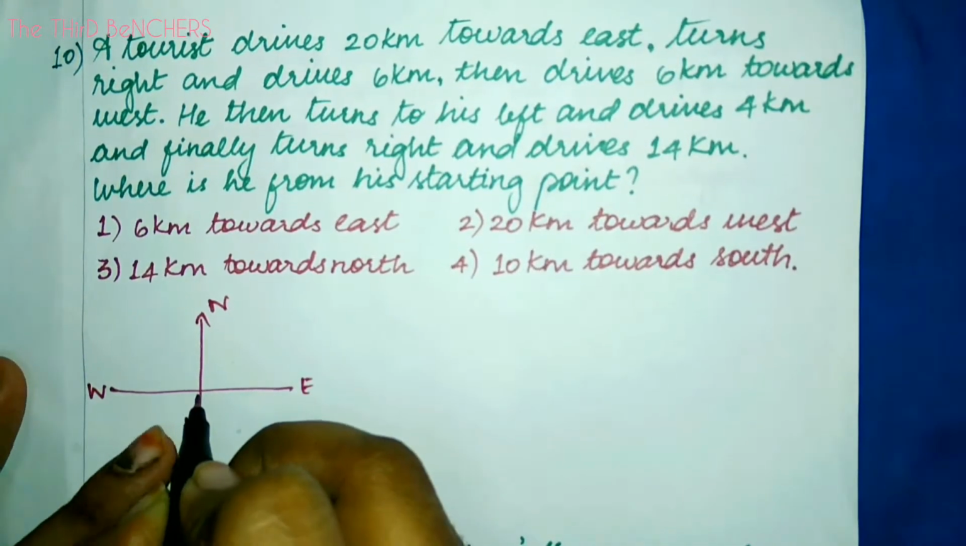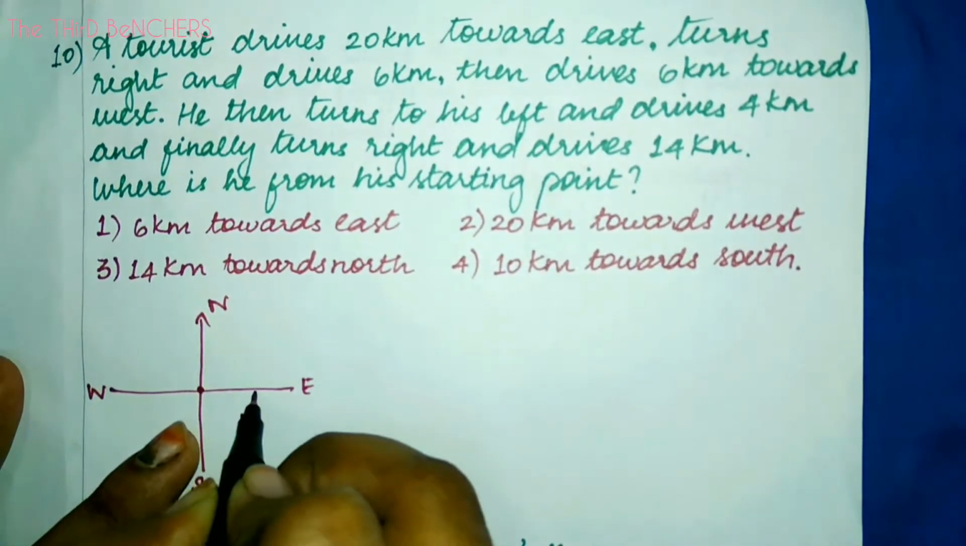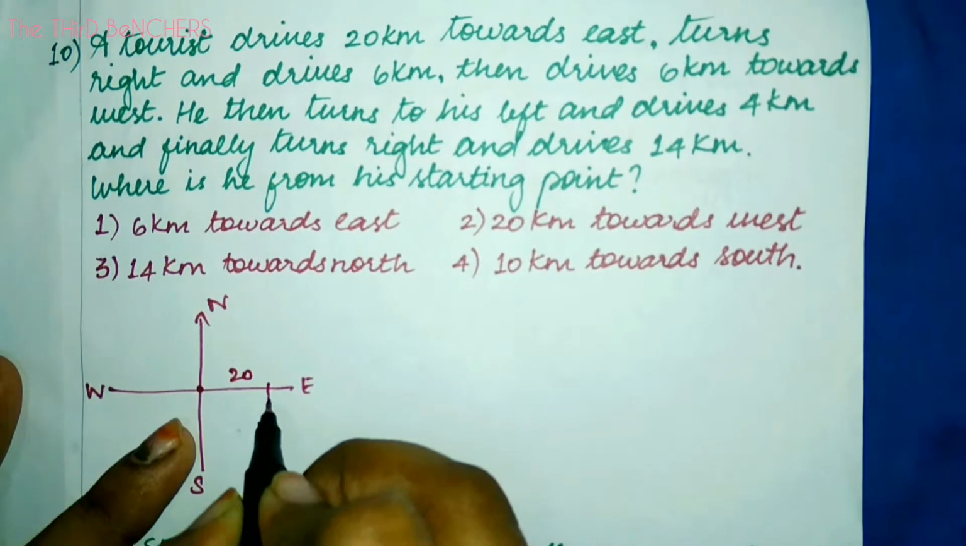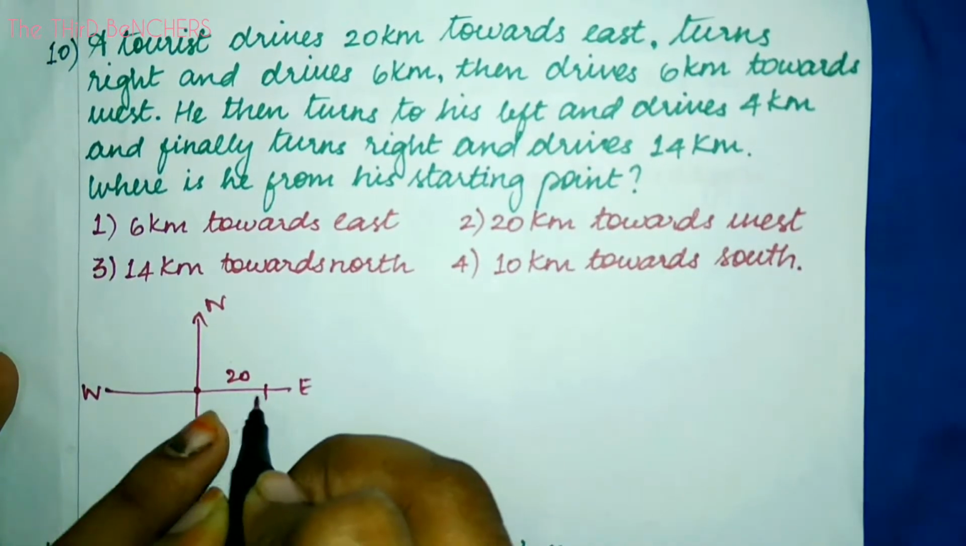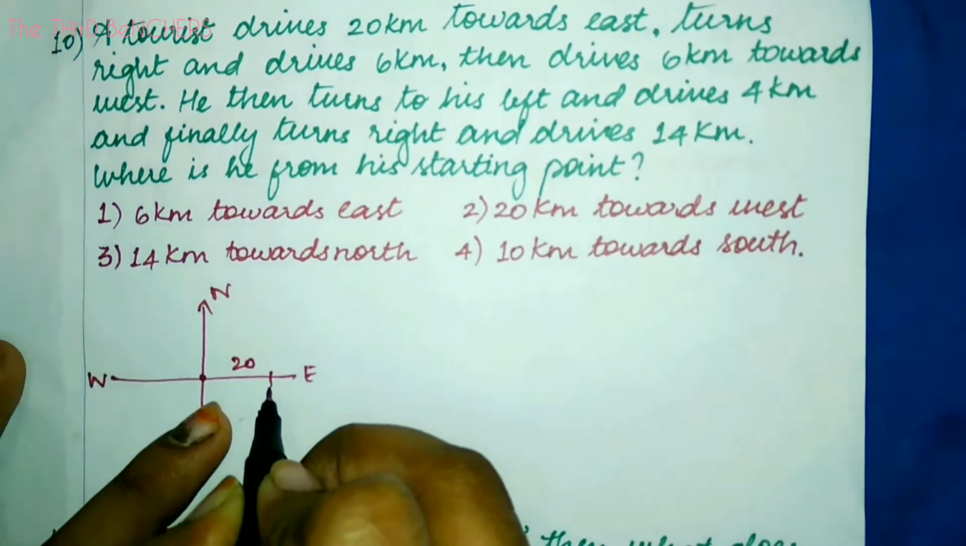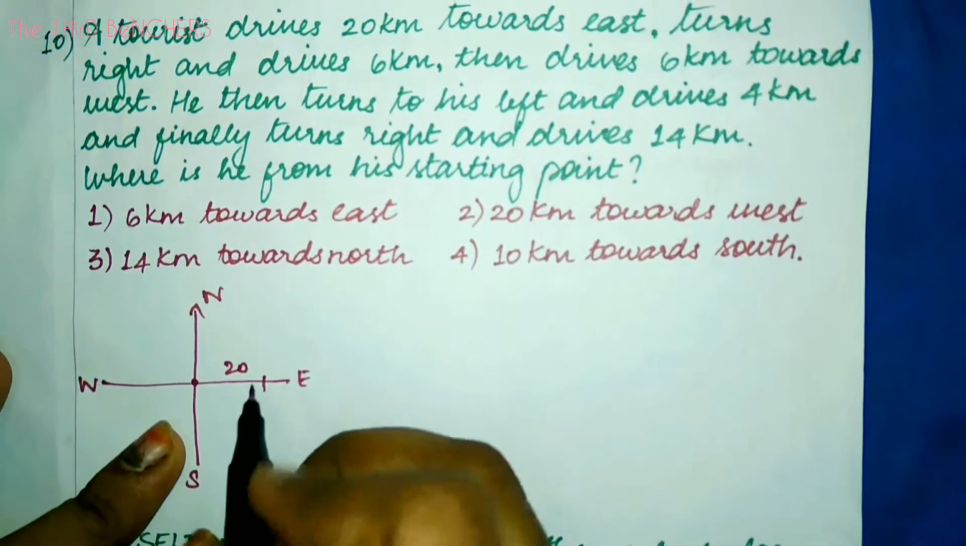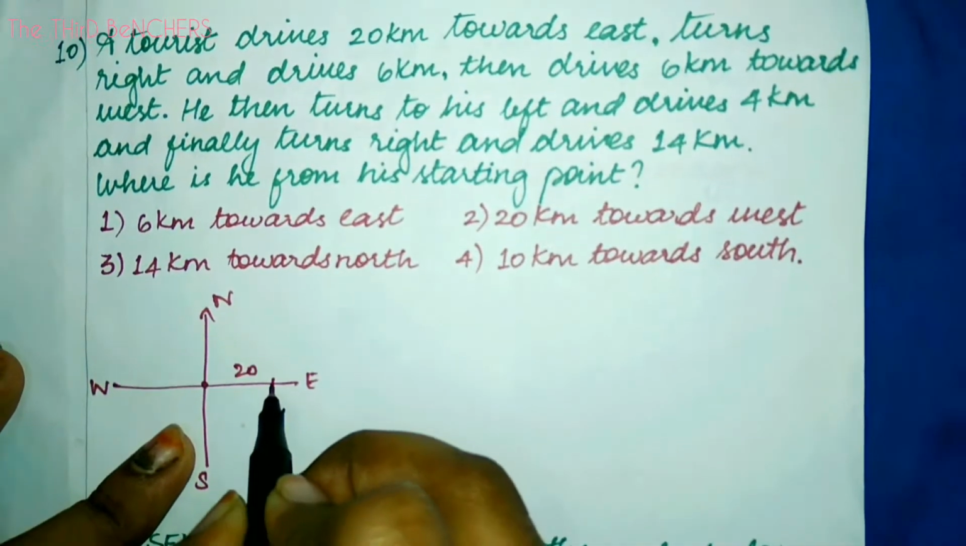So let this be the starting point. A tourist drives 20 km towards east, turns right. So he is walking towards east, so his right will be towards south. So he turns right and drives 6 km.